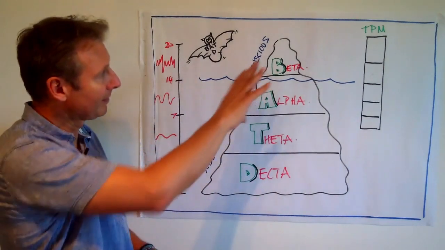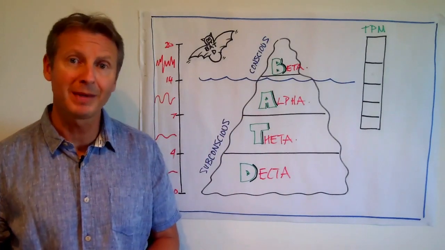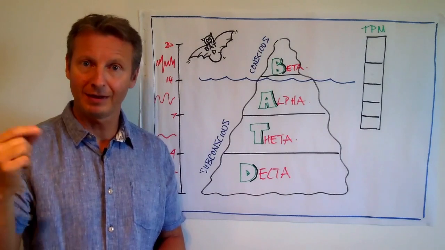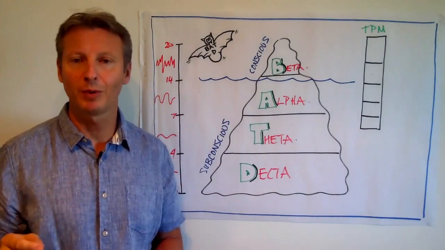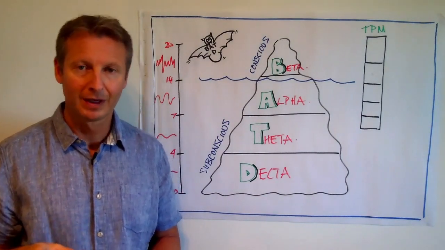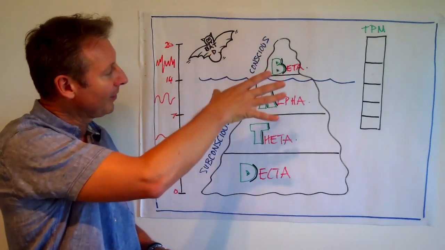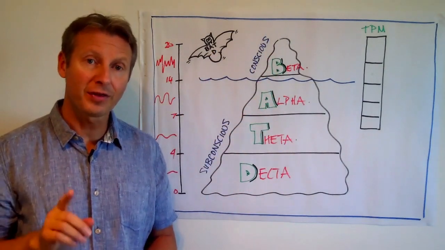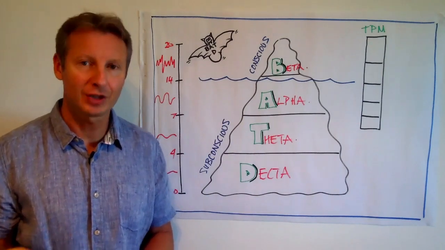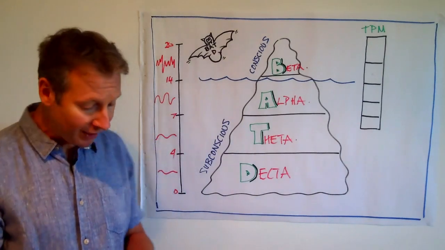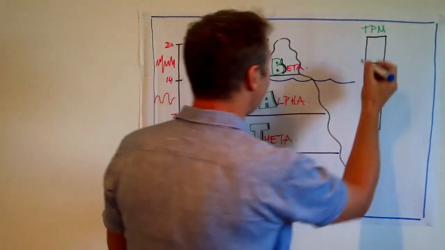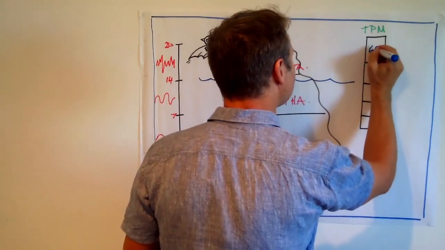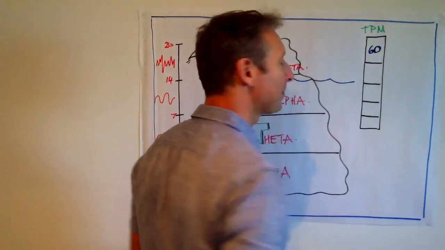Now up here I've put TPM, that's thoughts per minute, because there are times when it's important to have a lot of thoughts, but there are times when it's important to have quality thoughts. As we drop down to different brain frequencies, the thoughts per minute change. When we're really stressed, the researchers have found that they're around 60 and sometimes even higher thoughts per minute.